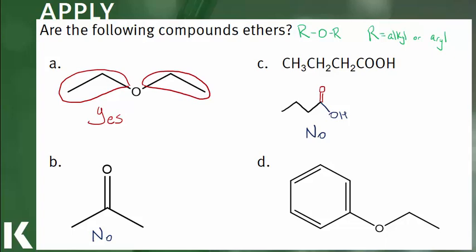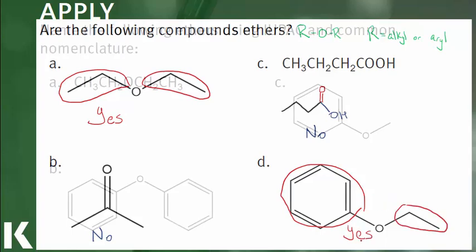Additionally, a carbon bonded both to an oxygen like this and an alcohol would make it a carboxylic acid. Lastly, D. We can see the oxygen bonded on both ends. The left has a phenyl attached, which is one of the most common aryl groups you will see. The right has an alkyl in the form of an ethyl attached. Therefore, yes, this is an ether.